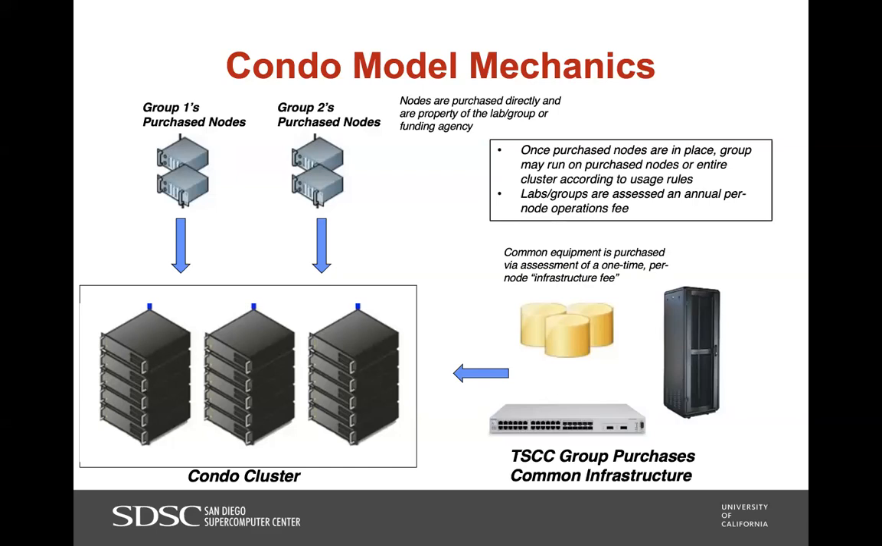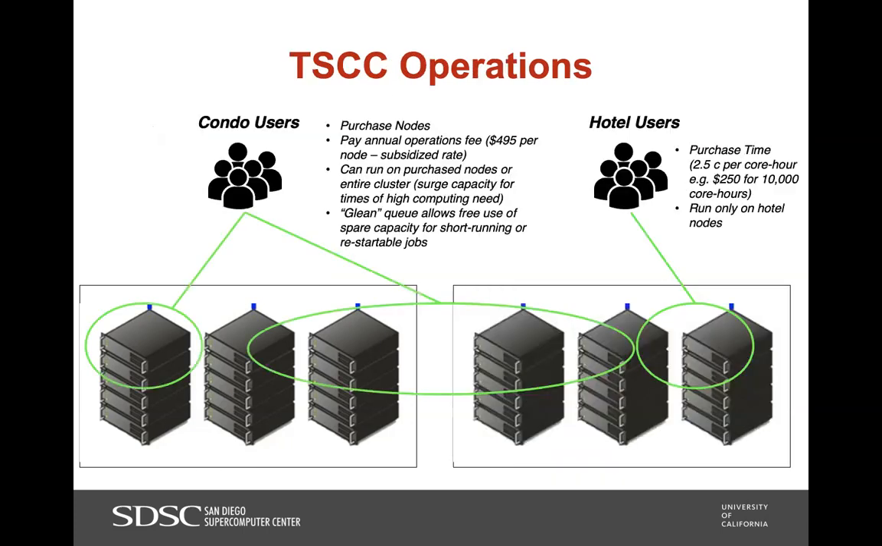The labs and groups who are part of the Condo model have to pay an annual operation fee. That helps us purchase all the common infrastructure like racks or the storage, which we provide across for all the users. As a Condo user, you can run on the nodes that you have purchased, but it also gives you an option to run on other Condo nodes. Keep in mind that it's a very heterogeneous architecture, so if your code is very performance sensitive, you may want to run only on other Condo nodes which are very similar to your own node.